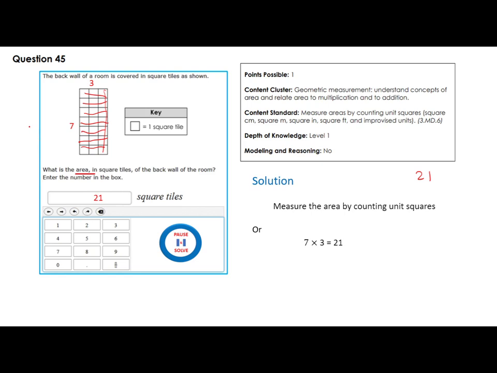I think this is probably the last question. And remember, they're asking you the area, okay? The area in square tiles. It will always be square tiles area.